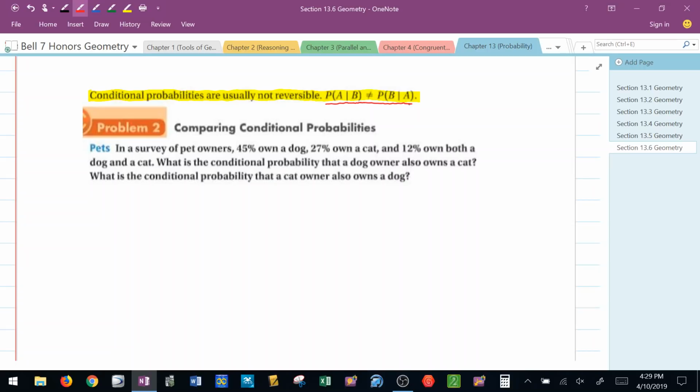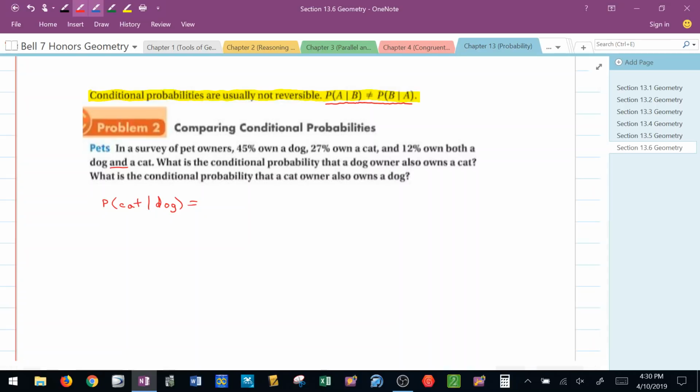Our next problem says, in a survey of pet owners, 45% own a dog, 27% own a cat, and 12% own both a dog and a cat. I noticed the word and there, and they tell me this is going to be conditional, so that and will be my numerator in these conditional cases. The first question says, what's the conditional probability that a dog owner owns a cat? They're giving us that the owner has a dog. If I were going to write this, I would say the probability of a cat given that I'm a dog owner.